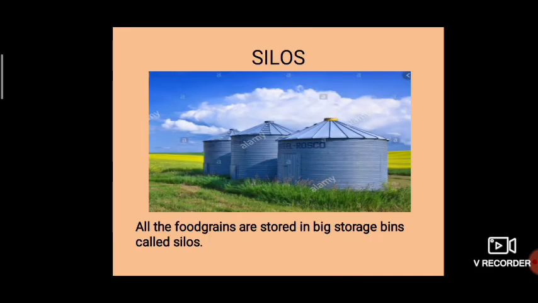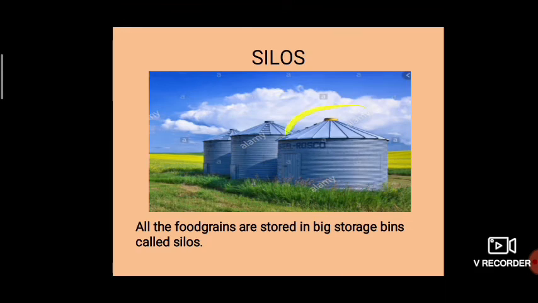Next is silos. What is silos? Here you can see these three boxes, right? These are called silos. All the food grains they are producing, whether it is maize, barley, wheat, oats, everything they are storing in these bins. All the food grains are stored in the big storage bins, and these storage bins are known as silos. In other words, we can use the word granaries also.